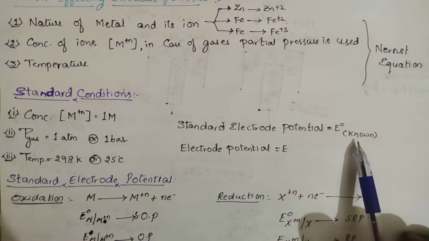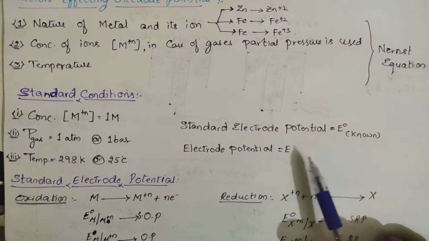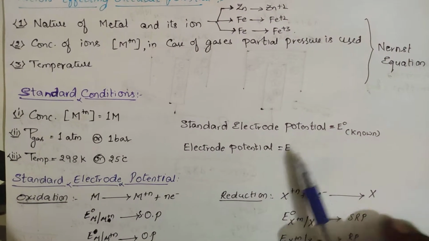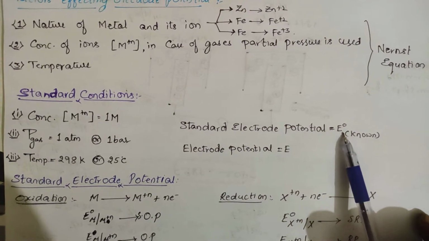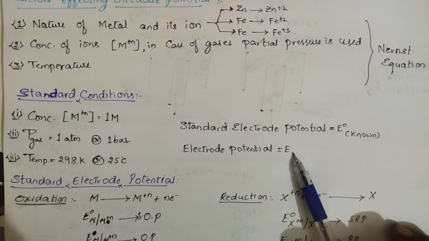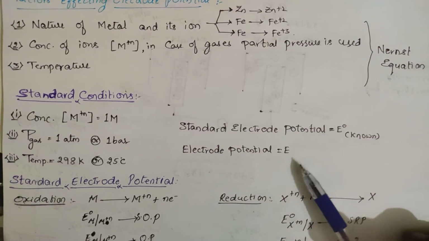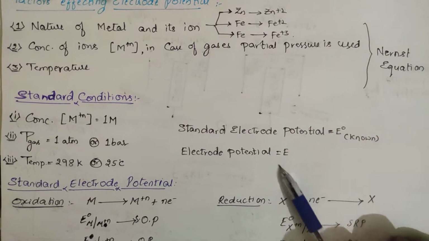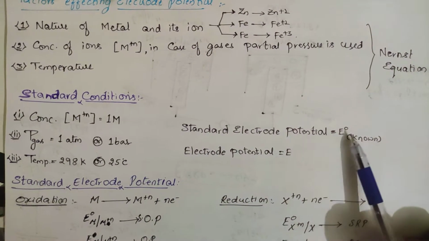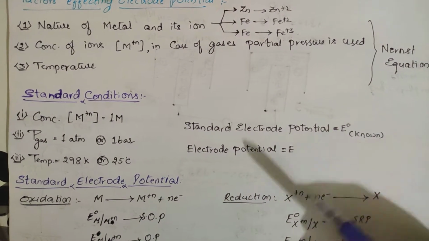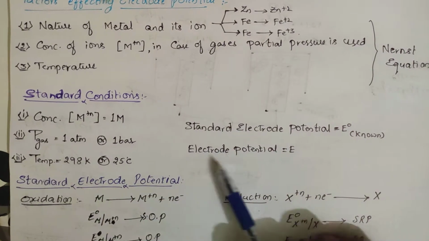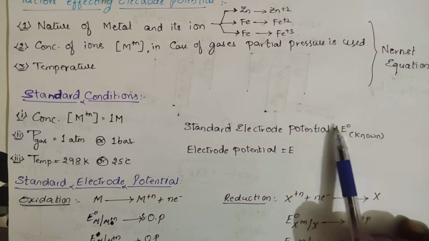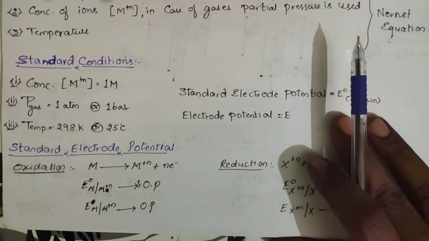This one will be known, because it is calculated, and this one we should calculate based on that. E naught is calculated only at 25 degrees centigrade, and E is calculated at any temperature. It may be 100 degrees, 50, 60, 70, 80, 1000 degrees, anything apart from 25. If it is calculated at 25, it is called E naught. Apart from 25, wherever you calculate the electrode potential, it is called only electrode potential. If it is E naught, it is called standard electrode potential.